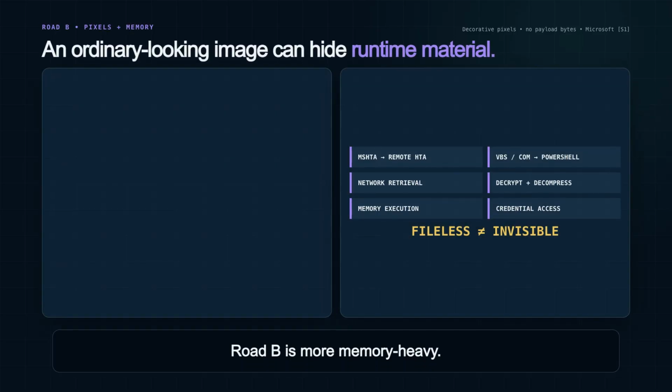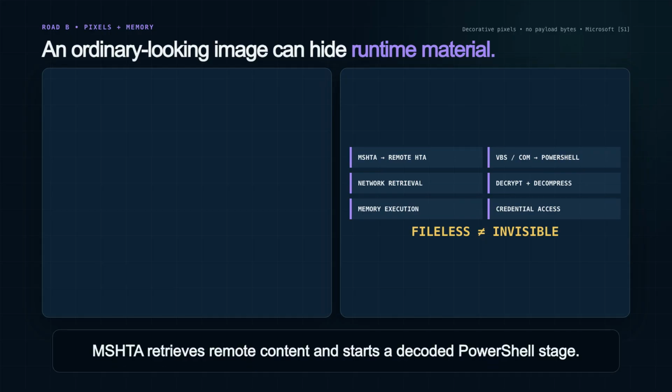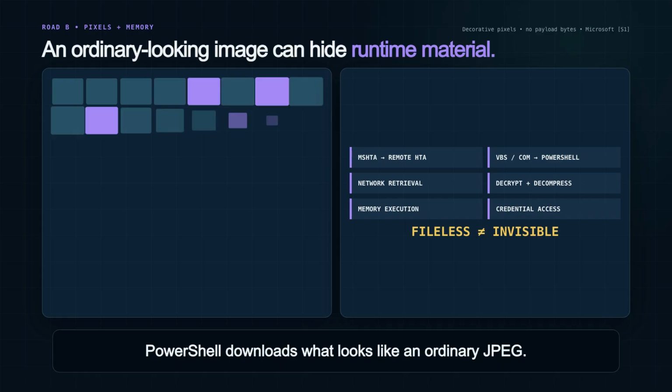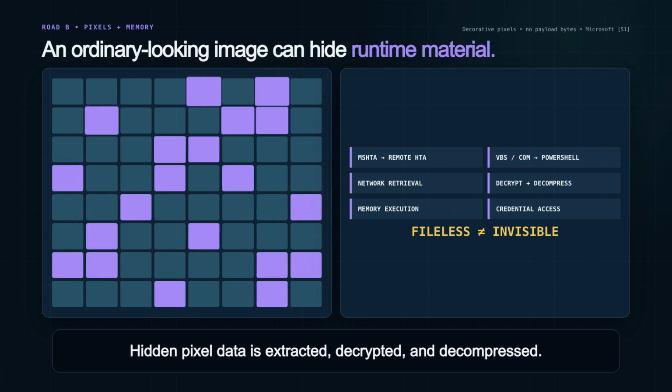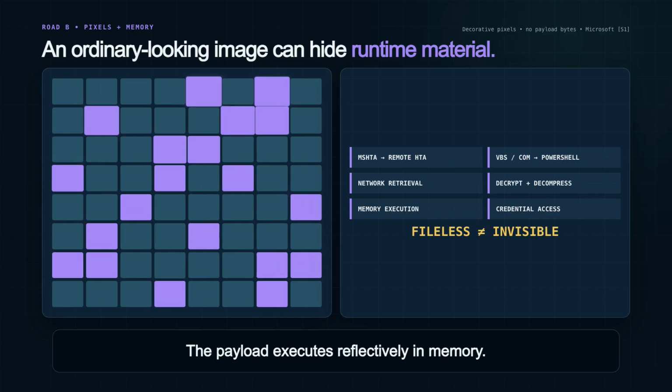Road B trades the Python bundle and scheduled task for a more memory-heavy route. The user action starts MSHTA, which retrieves remote HTA content. VBScript and COM objects decode an obfuscated PowerShell stage. PowerShell then downloads what looks like an ordinary JPEG from an image host. The script reads hidden data from the image's pixels, decrypts and decompresses it, then resolves Windows APIs at runtime for reflective, in-memory execution. Fewer normal files land on disk, so file-only scanning has less to inspect.